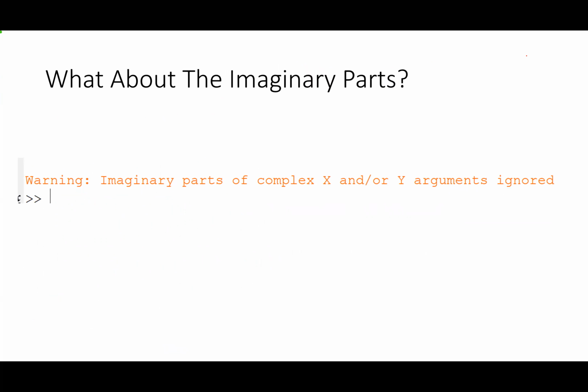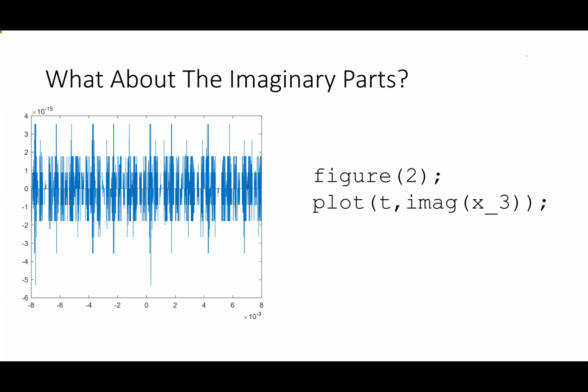Basically, it says there are imaginary parts in a vector that it's trying to plot. It's a rounding error. So just to assure you of that, because this is kind of important, in figure 2, I plotted the imaginary parts of x3. So there's some there.